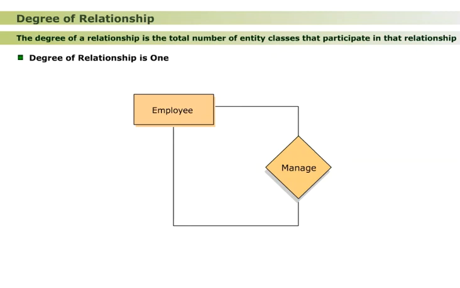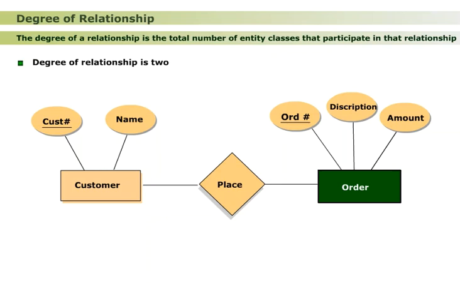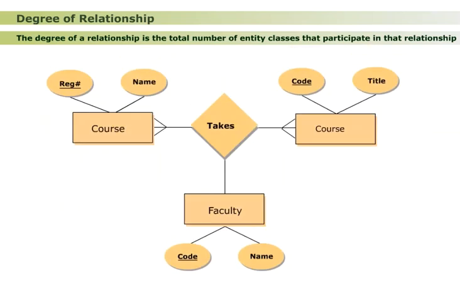Example number 2. The relationship place has two entity classes that are customer and order. Therefore, the degree of relationship place is 2. Example number 3. The relationship takes has three entity classes that are student, faculty and course. Therefore, the degree of relationship takes is 3.